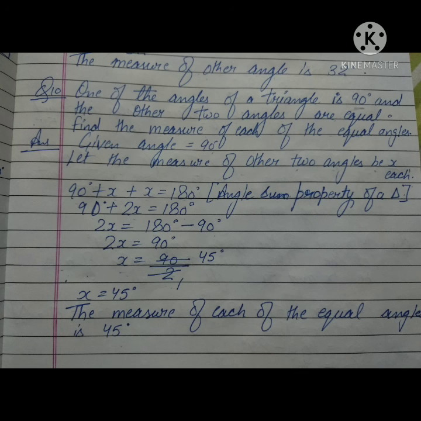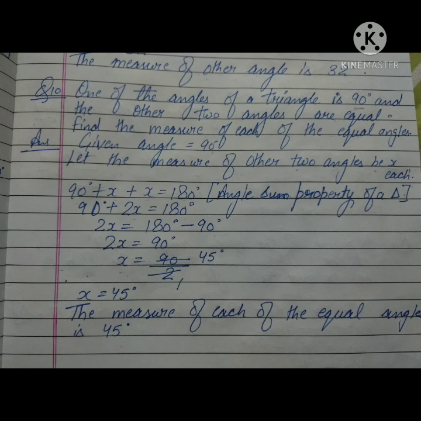So let the given angle be 90 degrees, and let the measure of the other two angles be x each. So 90 degrees plus 2x is equal to 180 degrees, that is the angle sum property of a triangle. 2x is equal to 180 minus 90. 2x is equal to 90. x is equal to 90 divided by 2.